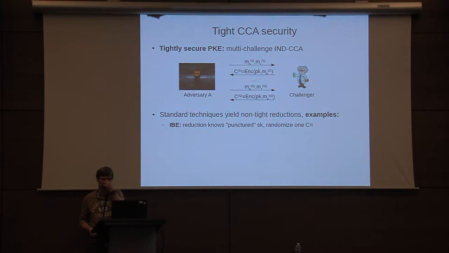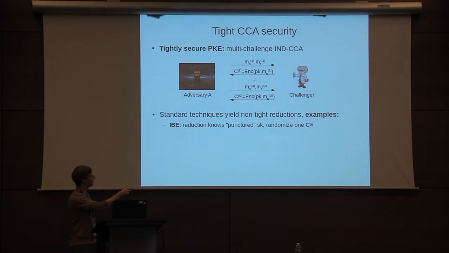So one paradigm to do this is inspired by the identity-based encryption setting: you have a reduction which knows a punctured secret key, such that you can answer all decryption queries, but the secret key is punctured in the sense that for the challenge ciphertext, it will not work. It will just give you some division by zero error or some syntax error. So the decryption key will not work for one particular ciphertext, and that's the ciphertext that you can randomize in the reduction, or that you can argue the adversary tells you something new if the adversary tells you what's inside. Unfortunately, this only allows you to randomize one ciphertext at a time.